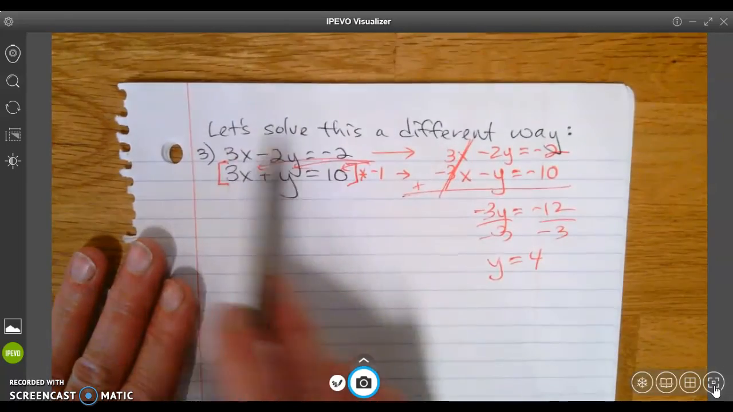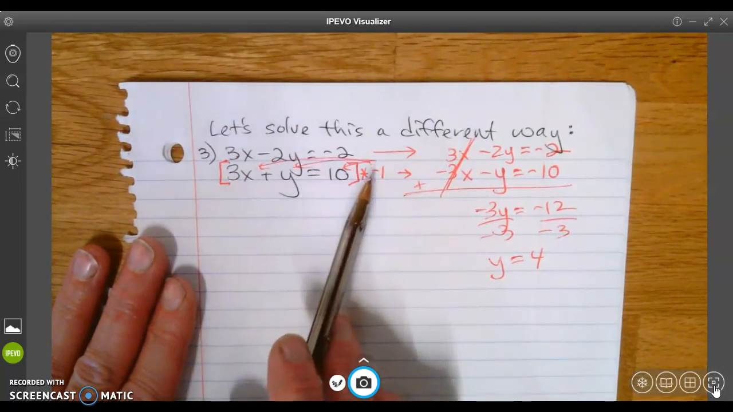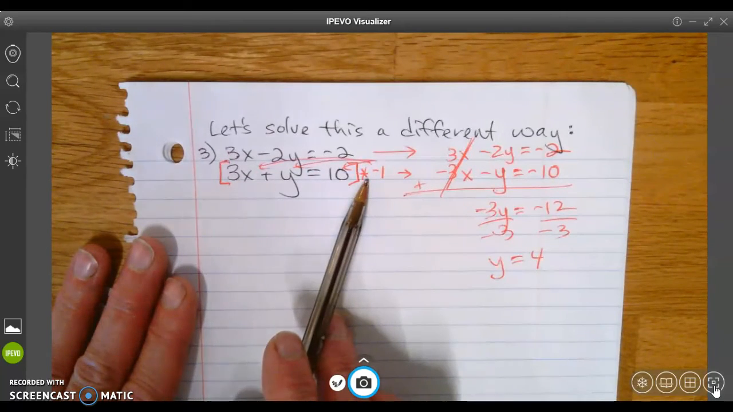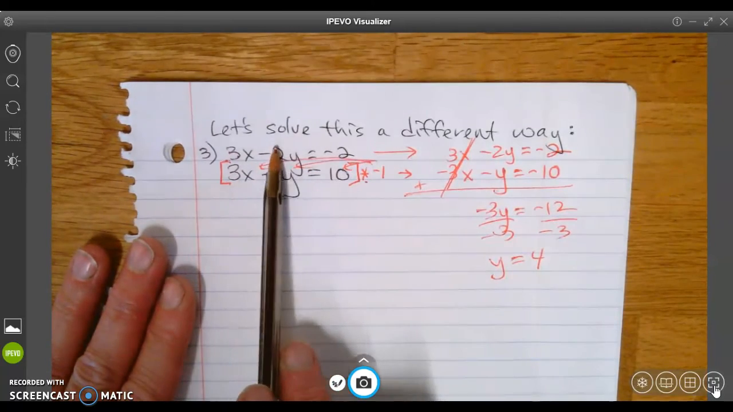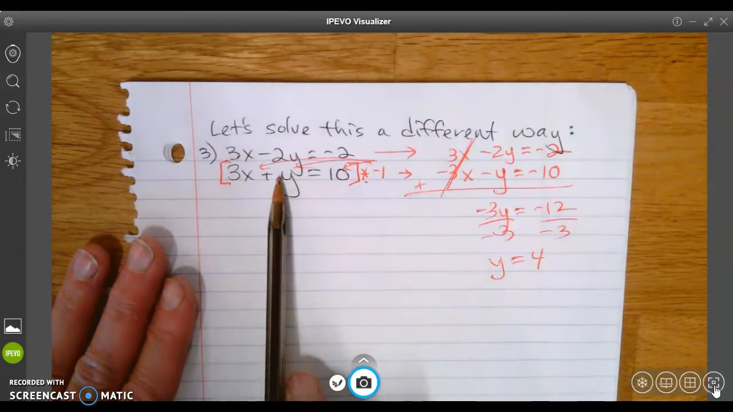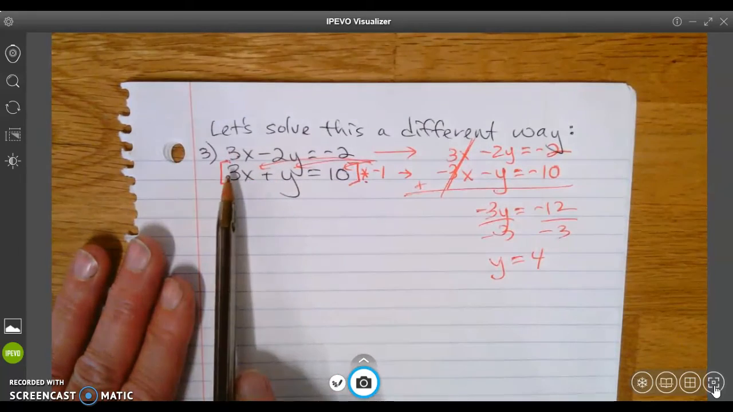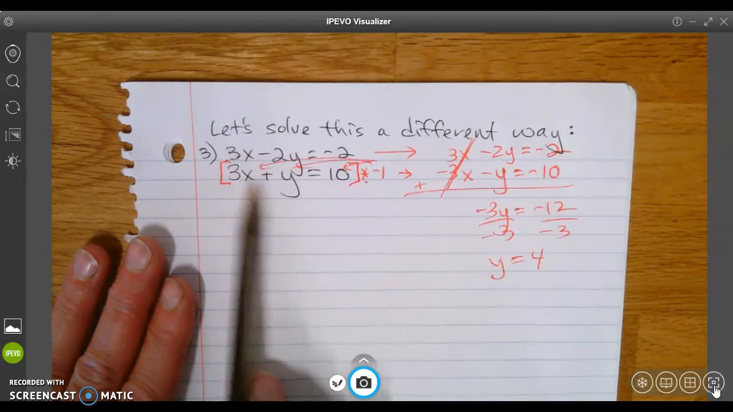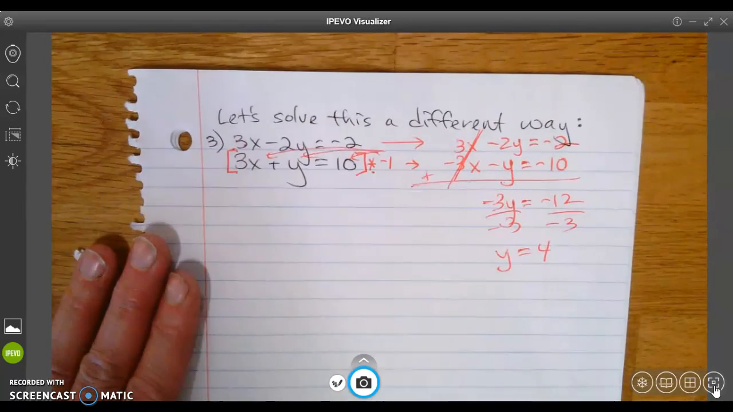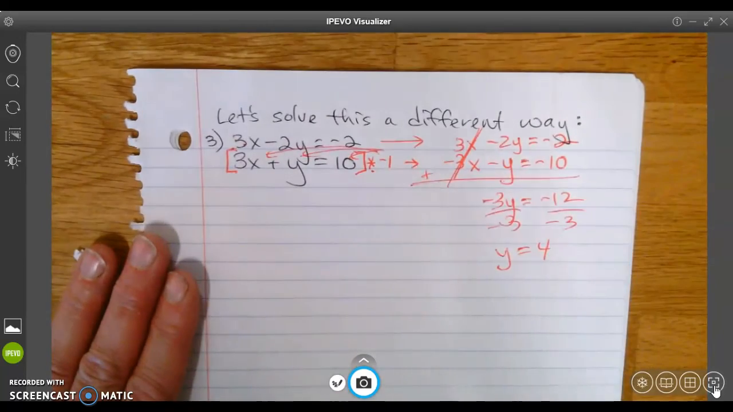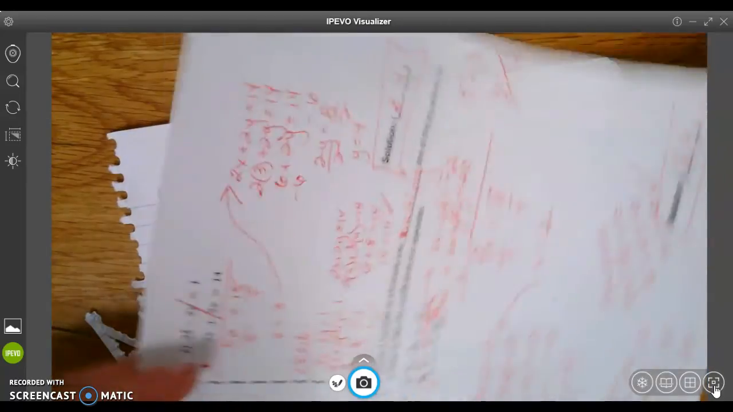So understand that each system that you look at, you will most likely have to multiply by something. And the best thing to do is to get thinking about what you wish you had. Negative 2y wants a positive 2y. Positive 3x wants a negative 3x. And if you do that, you'll get very good at these. It's going to take a little bit of practice. But once again, just remember your steps.